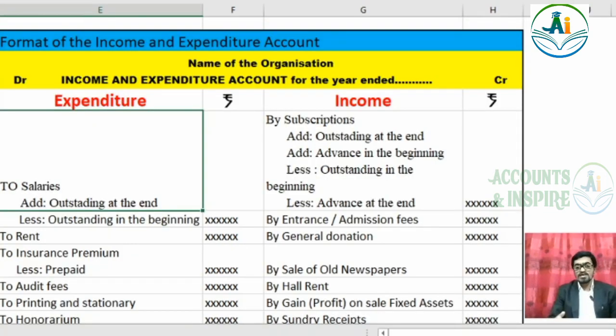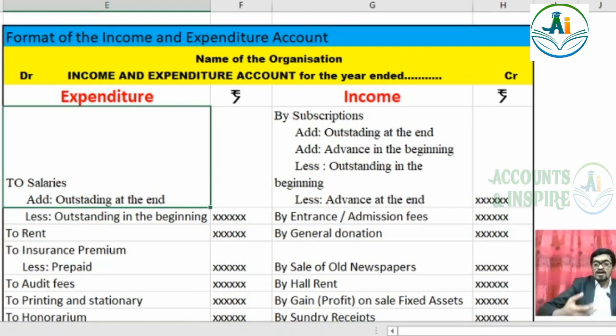Now let's move to the credit side. Credit side, first item is subscription. What are the adjustments to be added? My dear, outstanding at the end. Subscription outstanding at the end is to be added. So just the opposite: outstanding at the end added, so outstanding at the beginning subtracted.